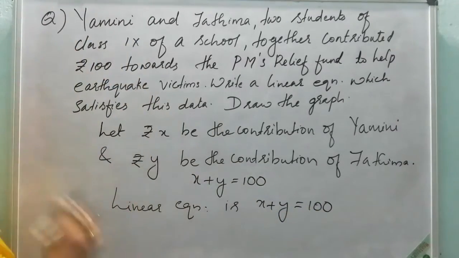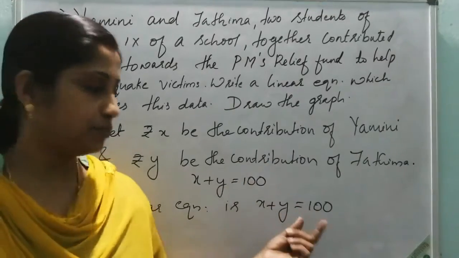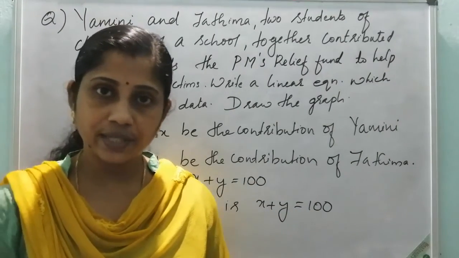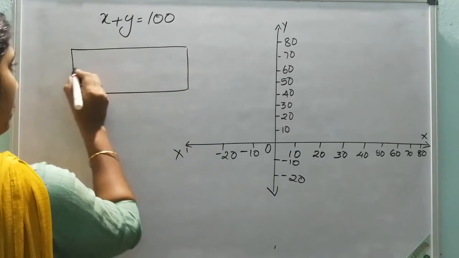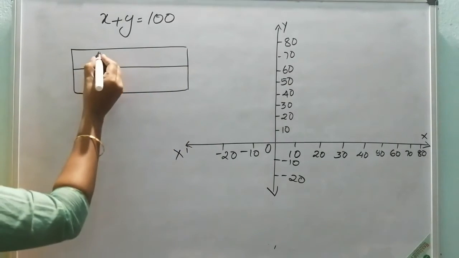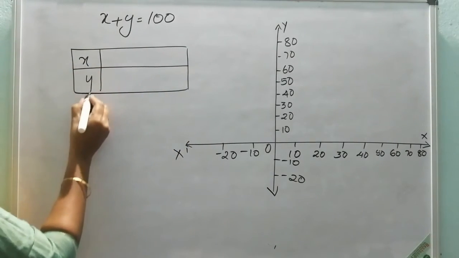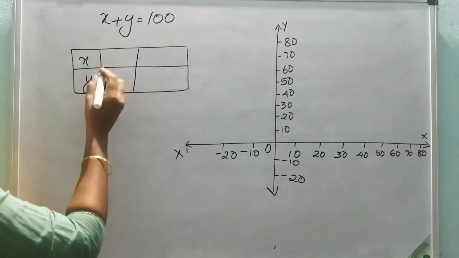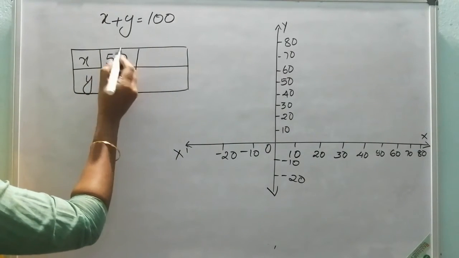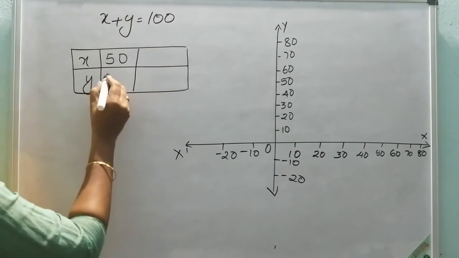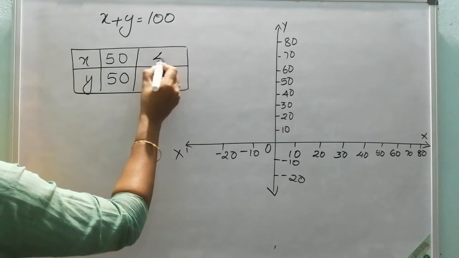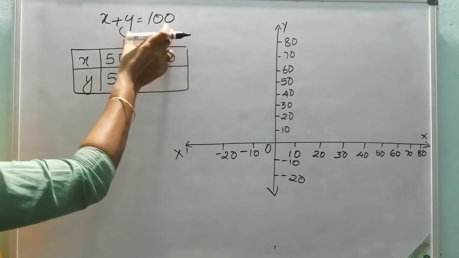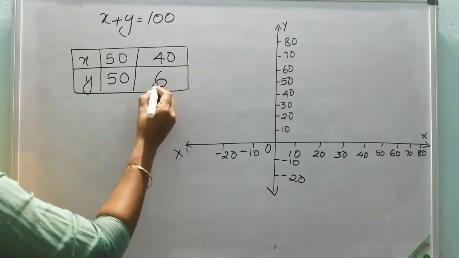Then you have to draw the graph of the linear equation x plus y is equal to 100. Now we can draw the graph. First we can find the points, the values of x and y. The sum is 100, so first we take x is equal to 50. When x is equal to 50, y is also 50. Then another point, let x is equal to 40. Then y becomes 100 minus 40, that is equal to 60.